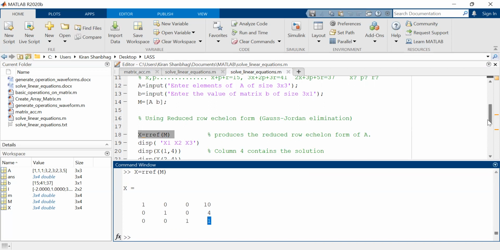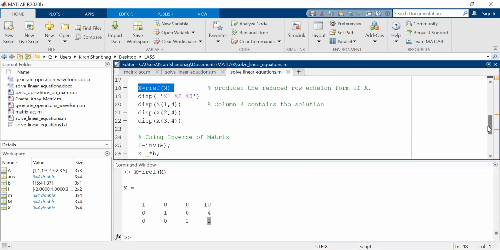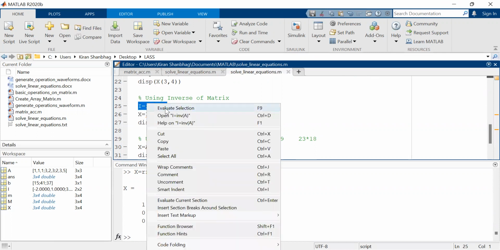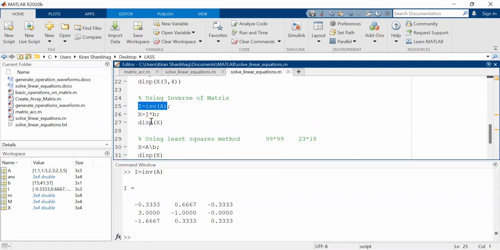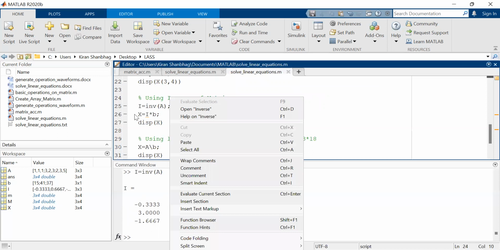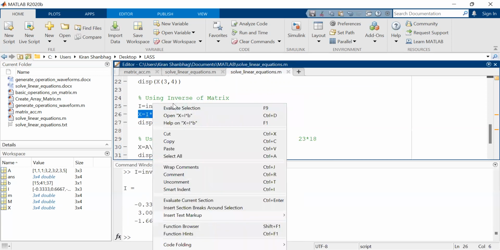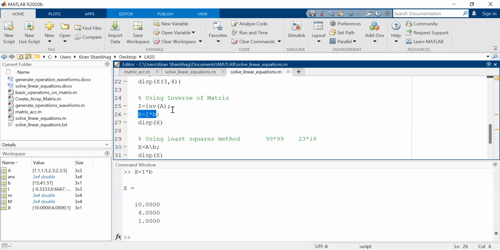Now what about the other methods? They all work well. Let me show you the inverse of the matrix. What is the inverse of matrix A? Here, that is the inverse, then you multiply it with b. So you should technically get the answer here itself. Do we? Yeah, we got the answer. It's 10, 4, and 1.